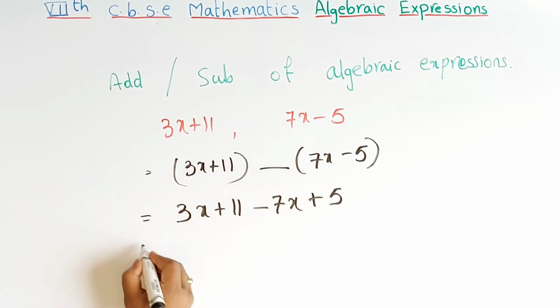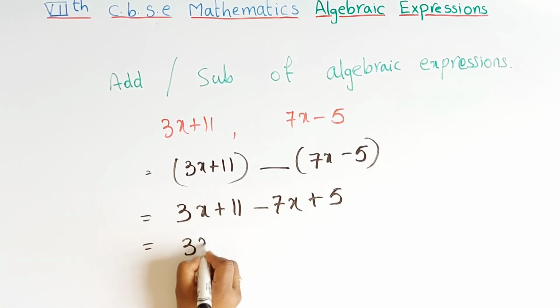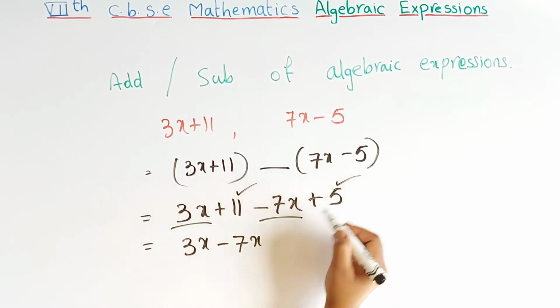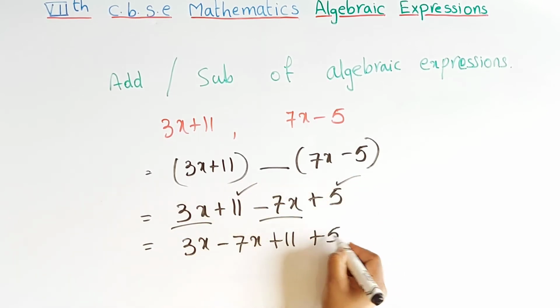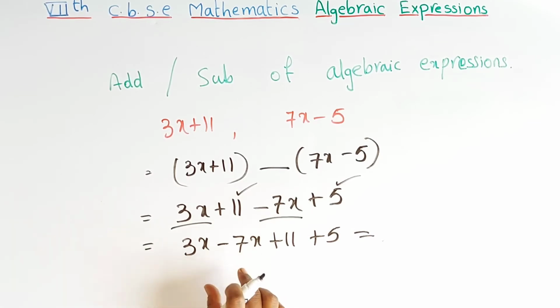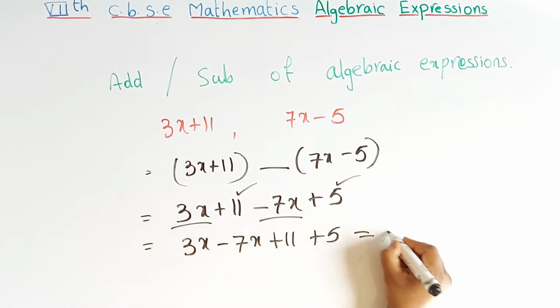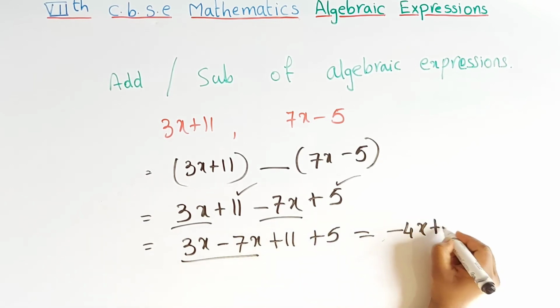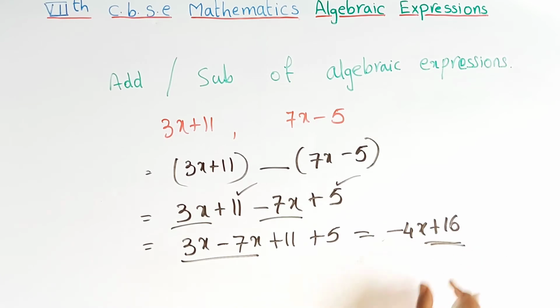Right children? Now write like terms separately. 3x and here we have minus 7x. And constant separately, plus 11 plus 5 here. Right? 3x minus 7x, 3 minus 7 is minus 4. You know that. We have already learned in integers. Right children? So minus 4. x is common for both the terms. So minus 4x. 3x minus 7x is minus 4x. Plus 11 plus 5, 11 plus 5 is 16 here. Minus 4x plus 16 is the answer. Right children?